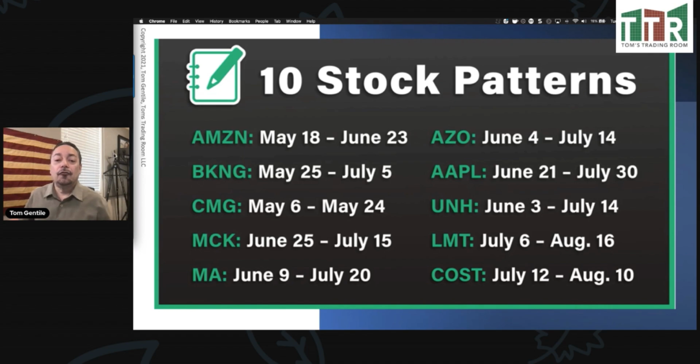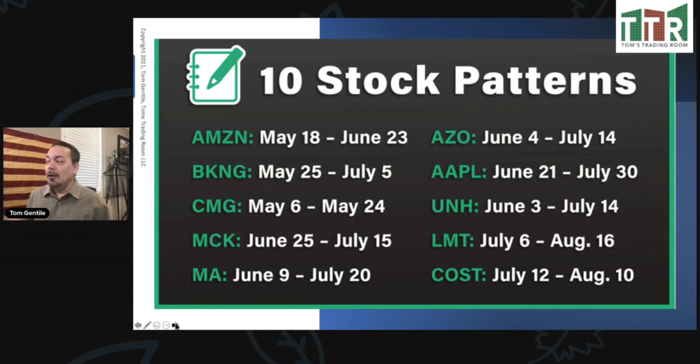AZO, that's AutoZone, June 4th to July 14th. Apple, June 21st to July 30th. United Healthcare, pattern starts June 3rd, ends July 14th. LMT, that's Lockheed Martin, pattern starts July 6th and ends on August 16th. And Costco, there's a pattern on Costco that starts July 12th, and of course it ends on August the 10th.